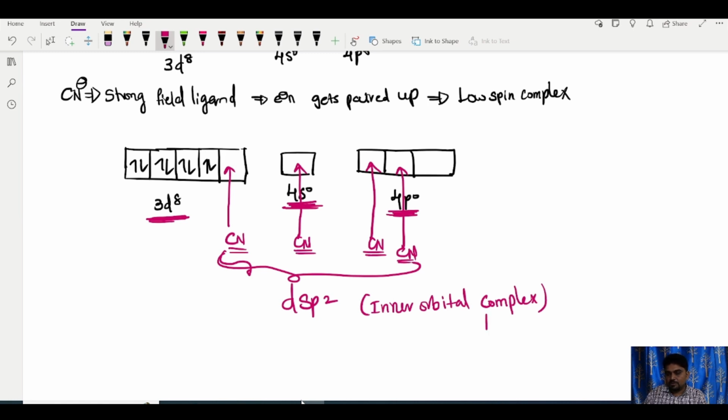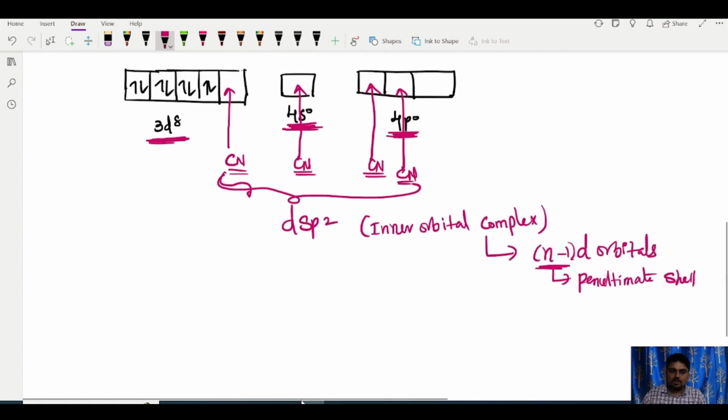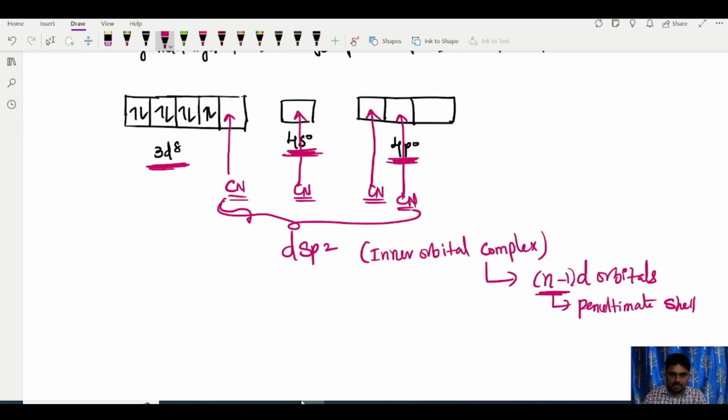In an inner orbital complex, we are going to use n-1 d orbitals. What does n-1 d mean? N is the valency shell, so n-1 is the penultimate shell, which we are using. That's why it is an inner orbital complex. Now we have to see whether it is paramagnetic or diamagnetic. All electrons are paired up, so it is diamagnetic.